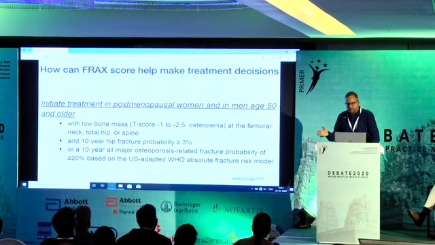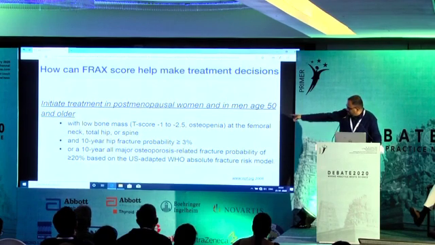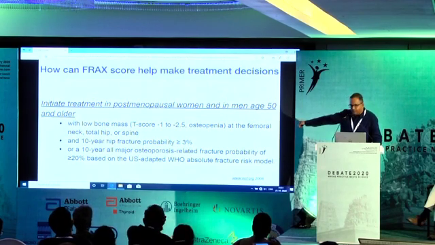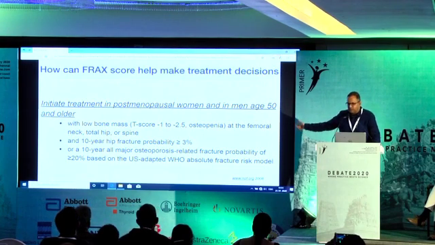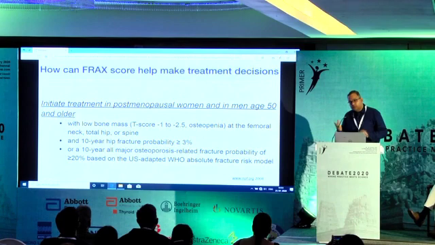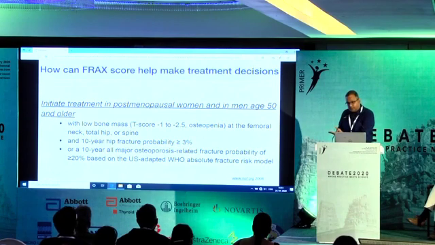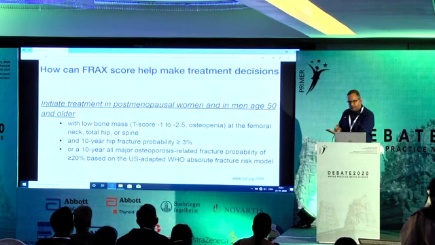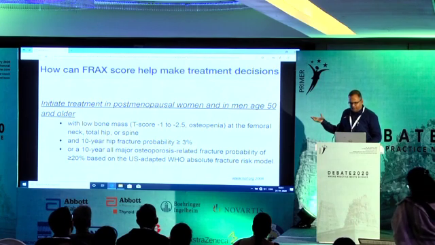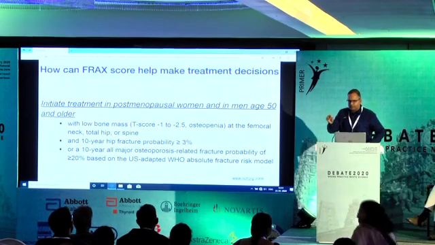Generic bisphosphonates are indicated if somebody's FRAX score is more than 3% for hip fracture and more than 20% for the major osteoporotic fracture. This is used at the bedside. There are apps now. You can just feed it into your cell phone and it will give you the score immediately. This is not difficult. The only thing is you take the proper history.